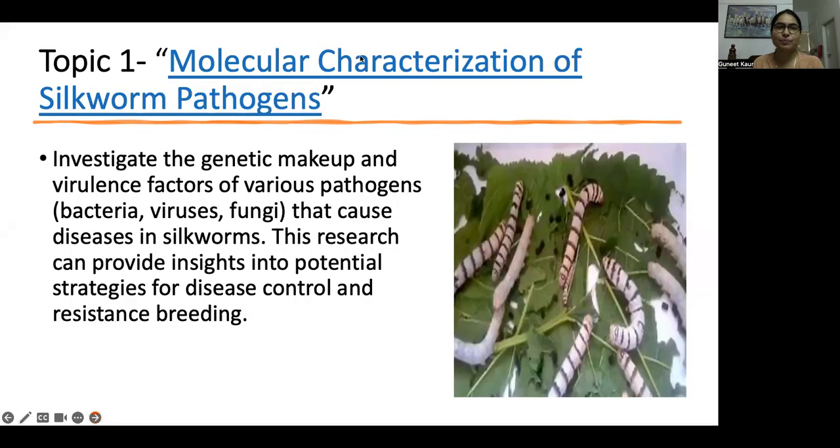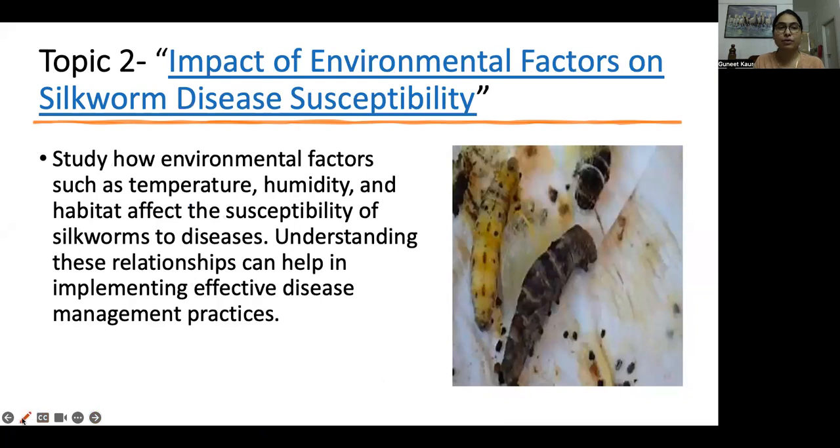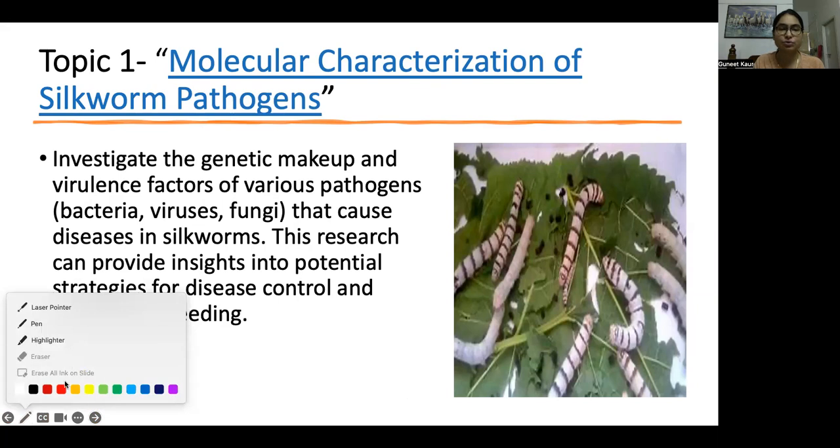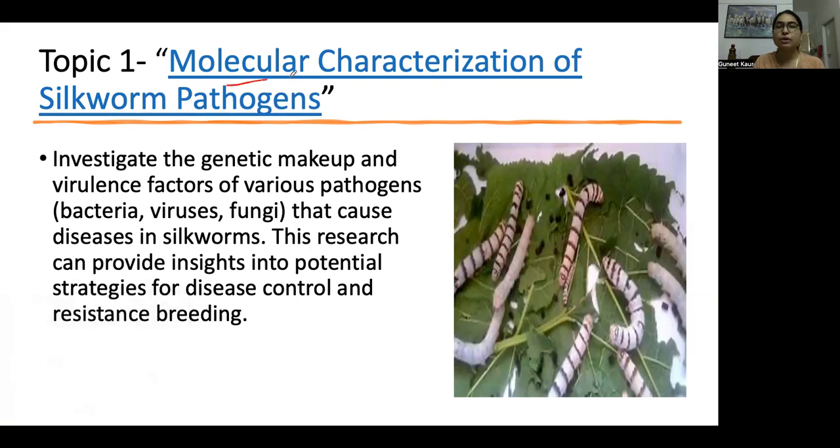Okay, chalo. So the first topic that we can discuss or research on if we want to work on silkworms is molecular characterization of silkworm pathogens. So the pathogens that affect, जो like ऐसे disease causing organisms हैं जो silkworm को affect करते हैं, उसके molecular characterization को हम पढ़ सकते हैं, ठीक है? Okay, so the molecular characterization you can do on silkworm pathogens. Okay, this is a very good topic.